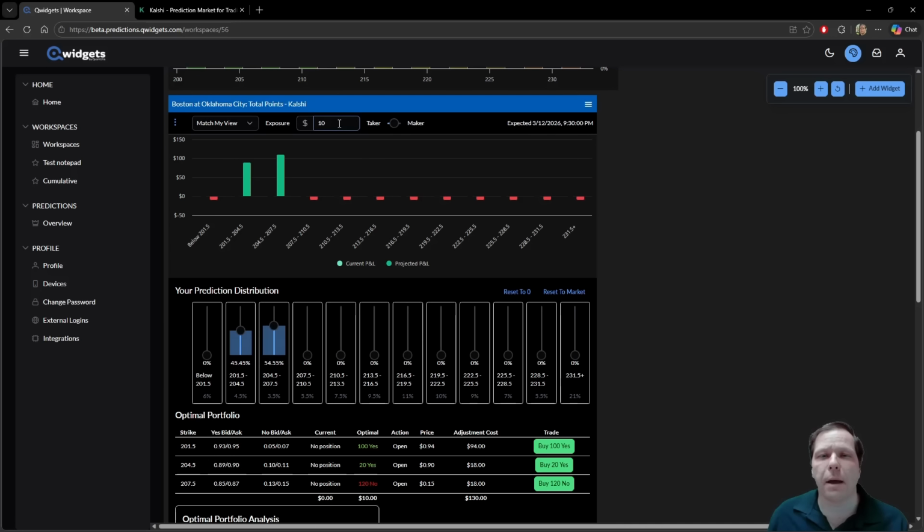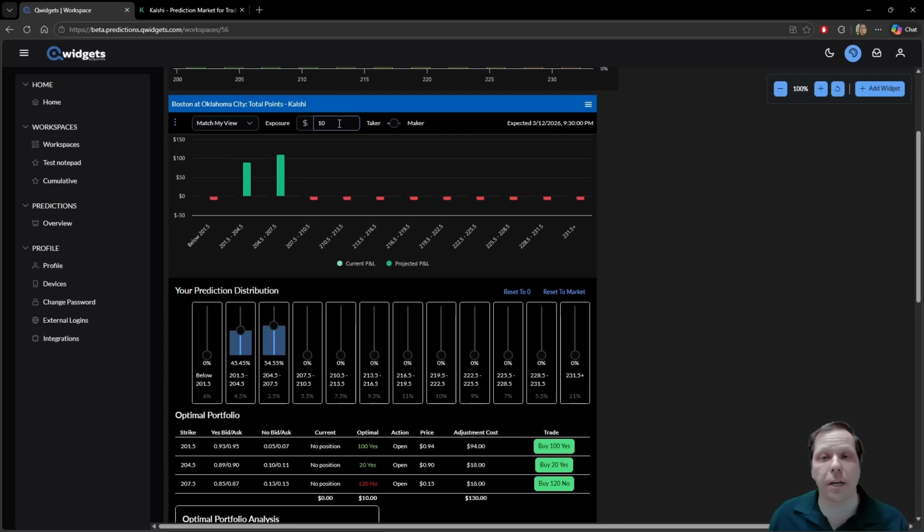The exposure amount defines the maximum risk for the portfolio. In a cumulative market, you can hedge your risk by using covered positions based on those offsetting yes and no markets. In this case, you'd be trading $130 worth of contracts, but the cash impact would only be $10 because it's the maximum loss.